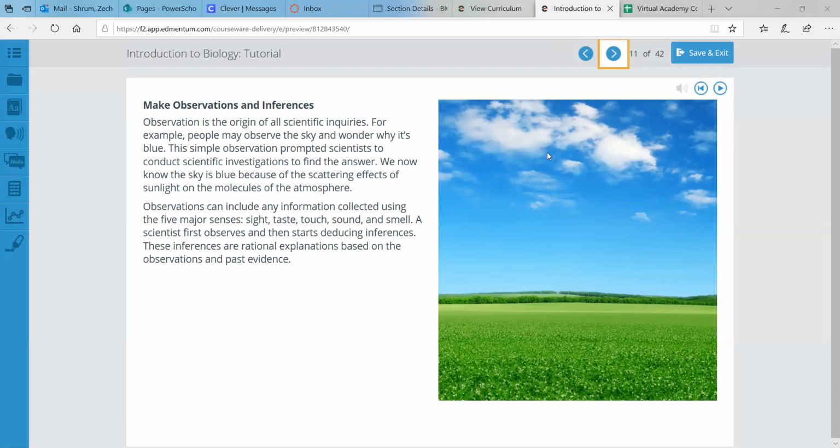But first and foremost, observations. Looking at the world around us, we are given 5 major senses for the most part: sight, taste, touch, sound, smell. Using these senses, we observe the natural world around us. And then we can start inferring about the world around us. What can explain certain things? Using past evidence and observations, what can we infer?